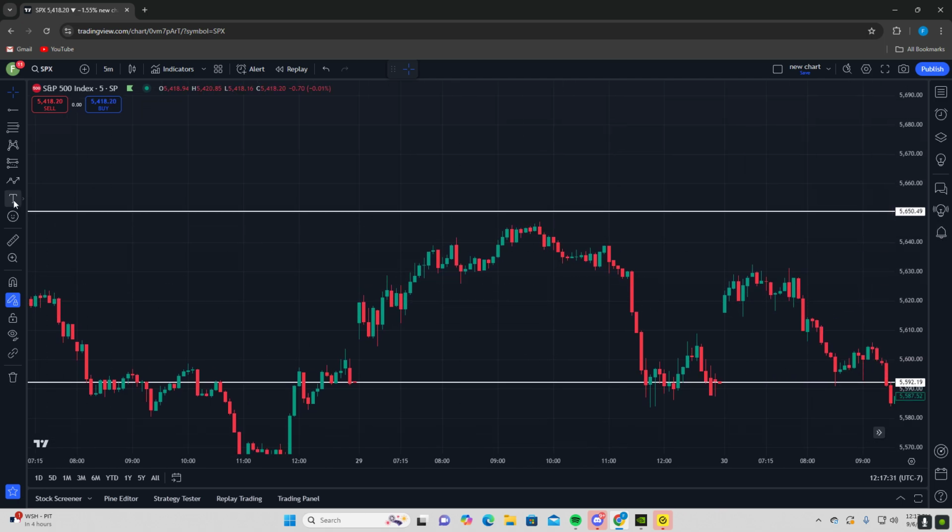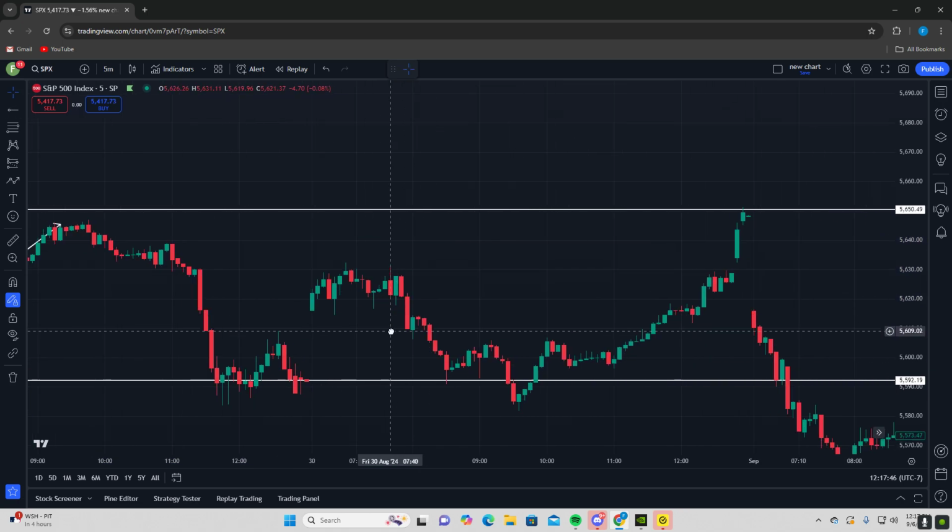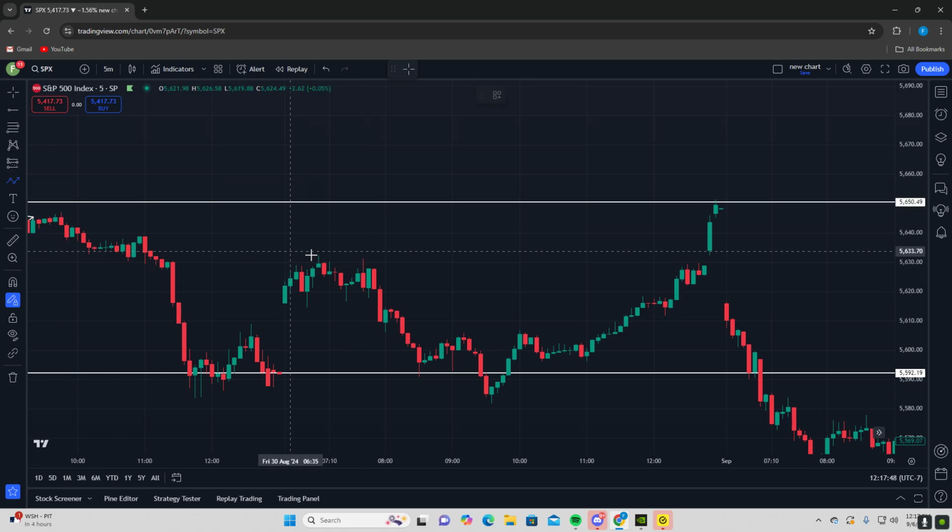Right here, we could see an uptrend. We come up, pull back, come up, pull back, come up, pull back, come up. Then right here, we're moving sideways and then we kind of just come down. Then right here, we spot a downtrend.